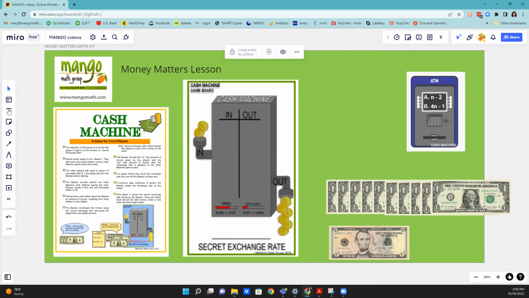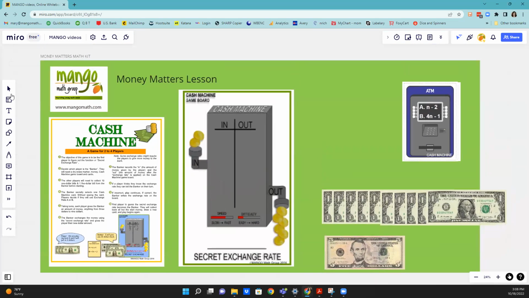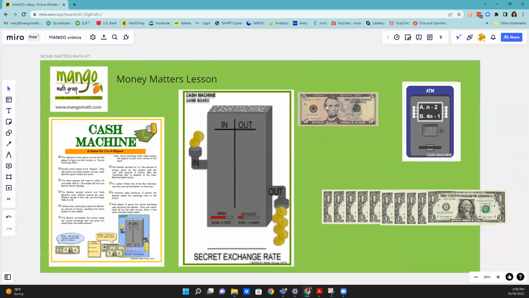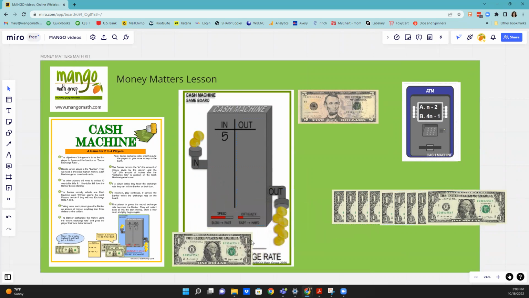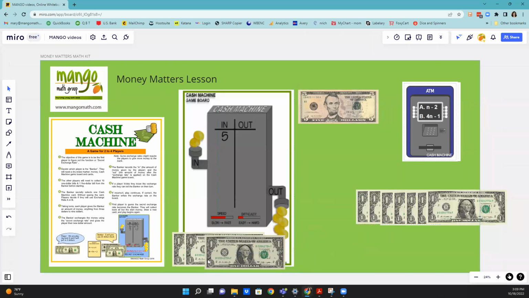So each player will provide the banker with an amount of money. Let's say the first player gives the banker a $5 bill. The banker writes down the $5, and we want each player to give a different amount, so there's a different outcome. The banker is given the $5 bill, will give that player $3 back, and write the outcome as 3.